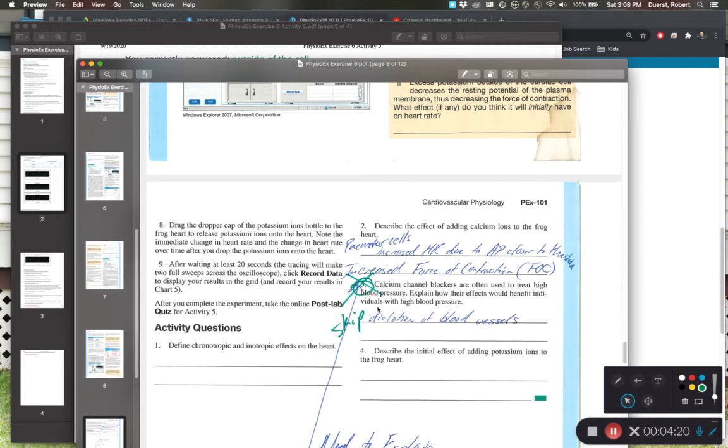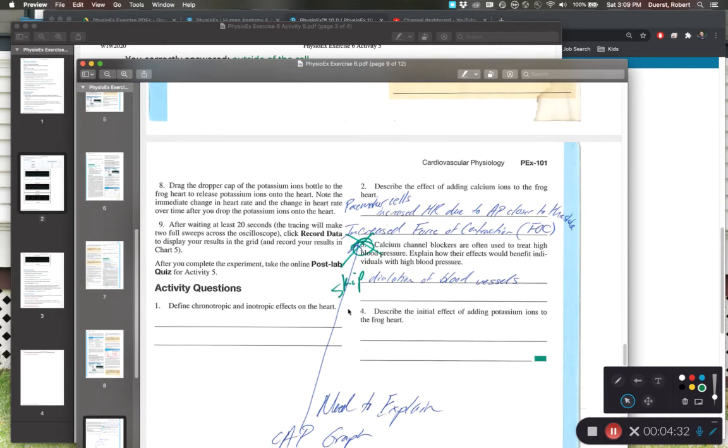We're going to be skipping question number 3 because question number 3 gets to be kind of a quagmire, and I'm trying to really streamline these concepts for you. And as we look at question number 4, it asks what the initial effect of adding potassium ions was to the frog heart.